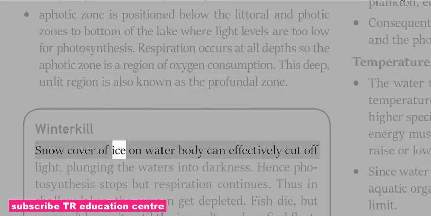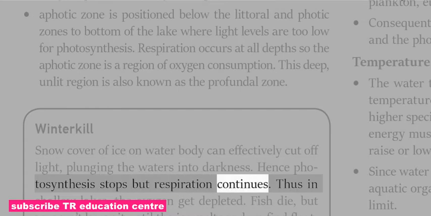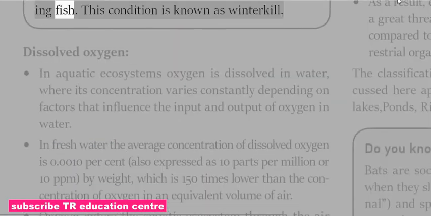Winter kill: snow cover or ice on a water body can effectively cut off light, plunging the waters into darkness. Hence photosynthesis stops but respiration continues. Thus in shallow lakes, the oxygen gets depleted. Fish die, but we won't know it until the ice melts and we find floating fish. This condition is known as winter kill.